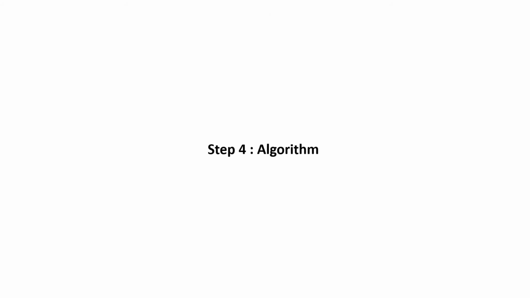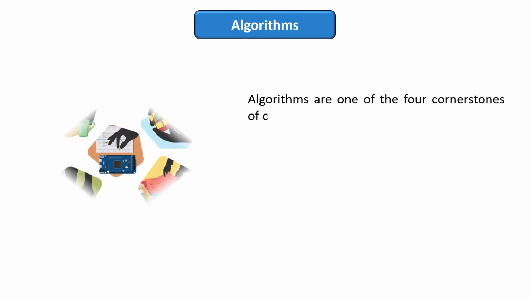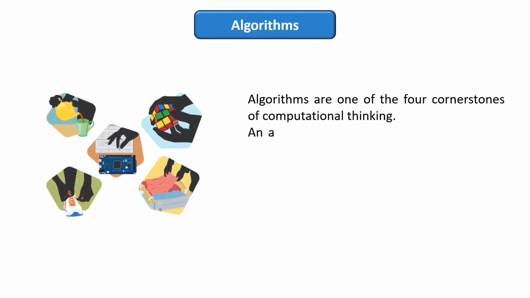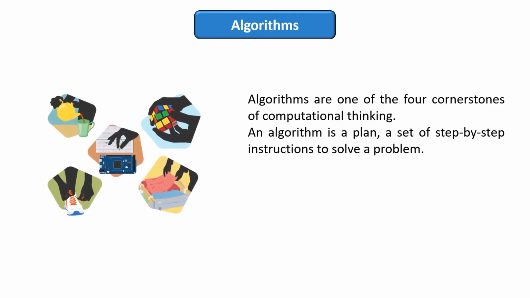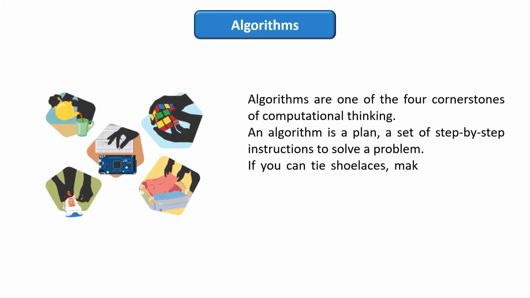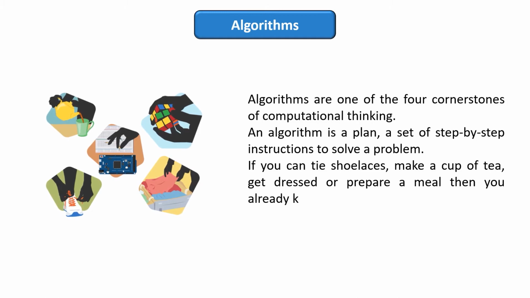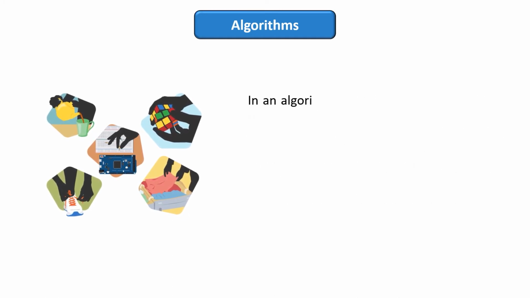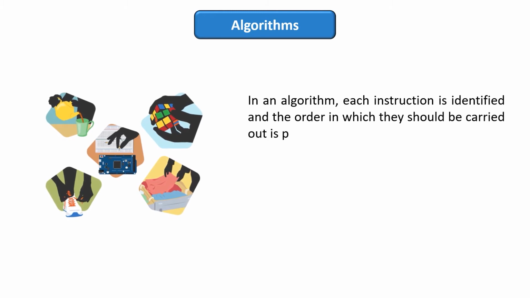Step 4. Algorithm. Algorithms are one of the 4 cornerstones of computational thinking. An algorithm is a plan, a set of step-by-step instructions to solve a problem. If you can tie shoelaces, make a cup of tea, get dressed, or prepare a meal, then you already know how to follow an algorithm. In an algorithm, each instruction is identified and the order in which they should be carried out is planned.